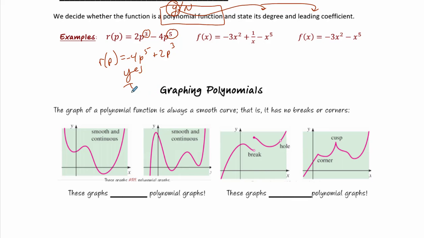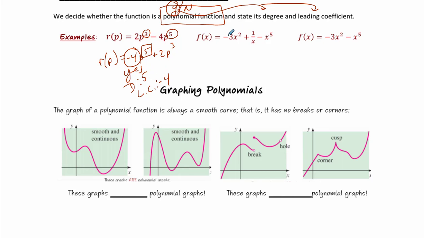Now I need to find its degree and leading coefficient. So degree, it's the highest one. So 5 is the highest one. And then because that's the 5, what's the coefficient in front of the p? Well, that's negative 4. So that's the degree, leading coefficient. Let's go on to the second one.